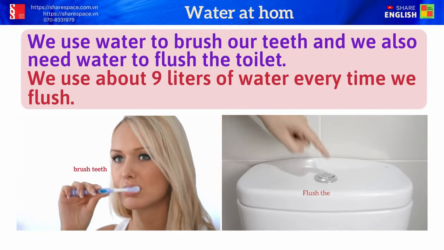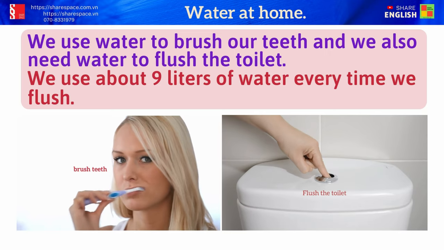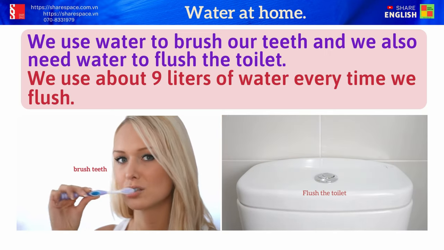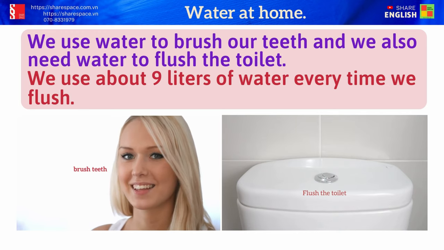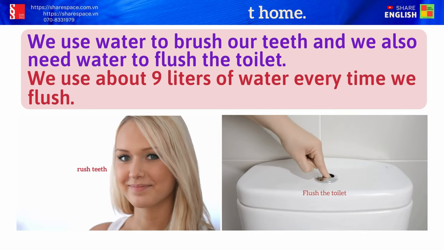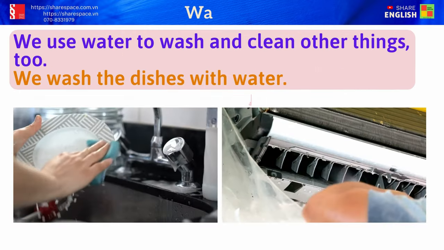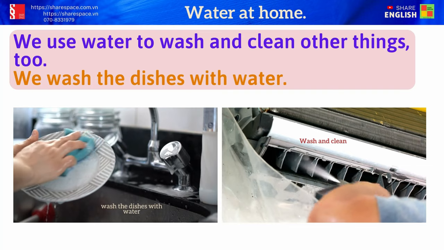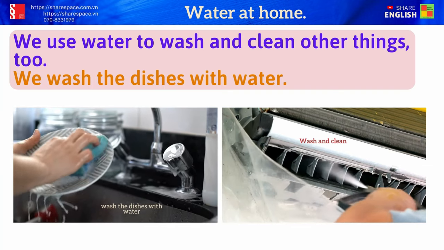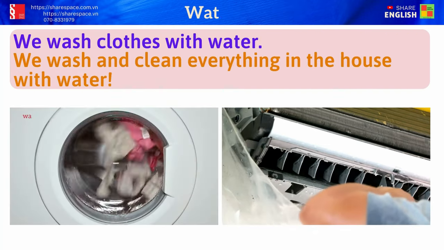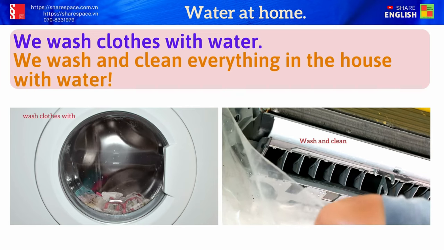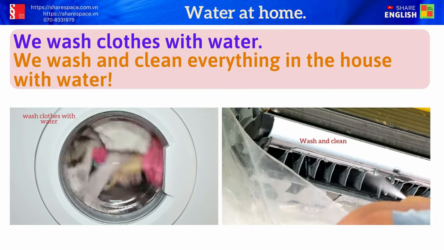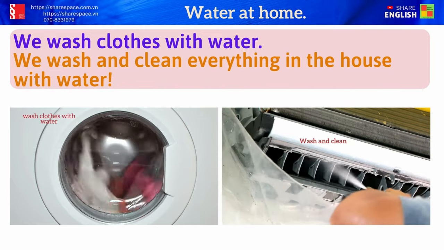We use water to brush our teeth. And we also need water to flush the toilet. We use about 9 liters of water every time we flush. We use water to wash and clean other things too. We wash the dishes with water. We wash clothes with water. We wash and clean everything in the house with water.